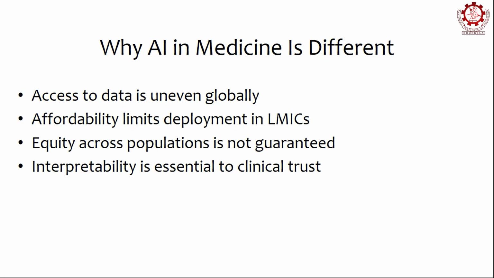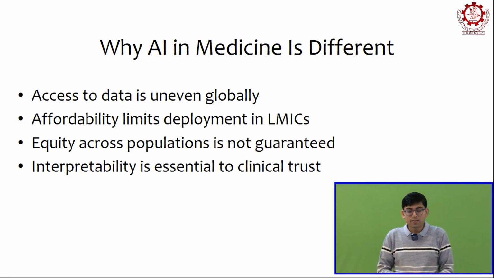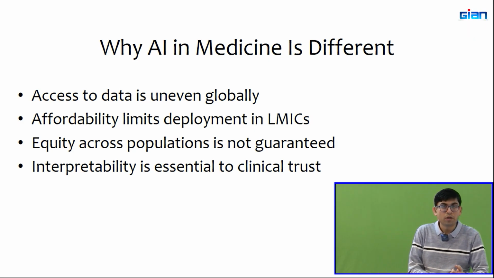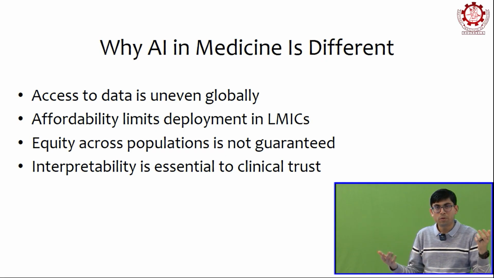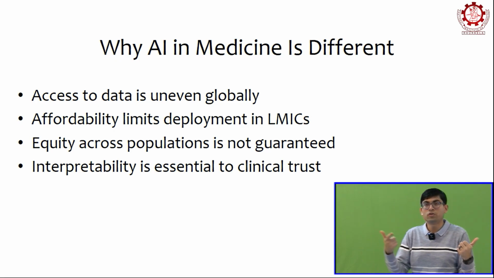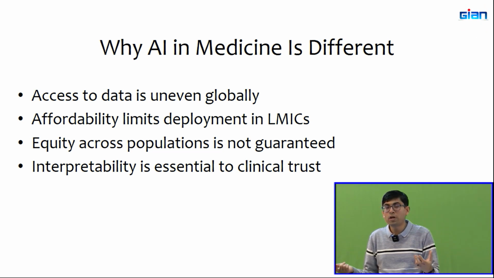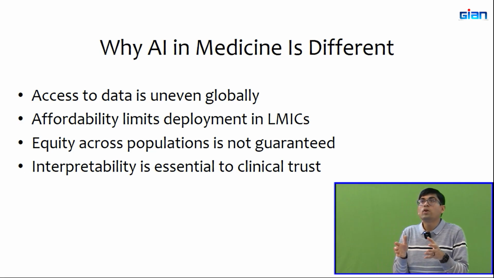Okay, so why is AI in medicine different? First, access to data is uneven globally, right? The kind of access that people in Europe have will be very different from the kind of access that people in Asia will have. Even in Asia, the kind of access that researchers in China have will be very different to the kind of access that researchers in India will have. So a lot of that is dictated by the demographics of the population, what is the nature of the disease.